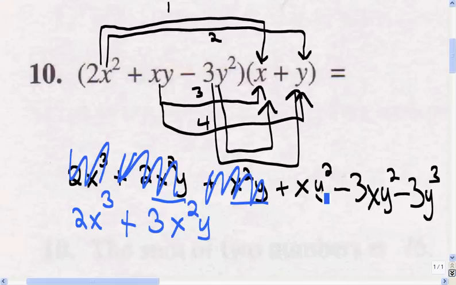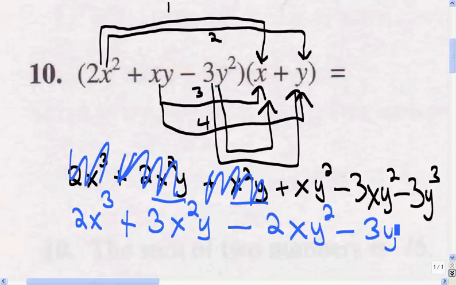Okay, and what I have left is a positive xy squared and a negative 3xy squared. And since the signs are different, I'm going to subtract. And since my bigger number has the negative sign, my answer is going to be negative. So it's going to be 2x cubed plus 3x squared y minus 2xy squared minus 3y cubed. That's my answer.